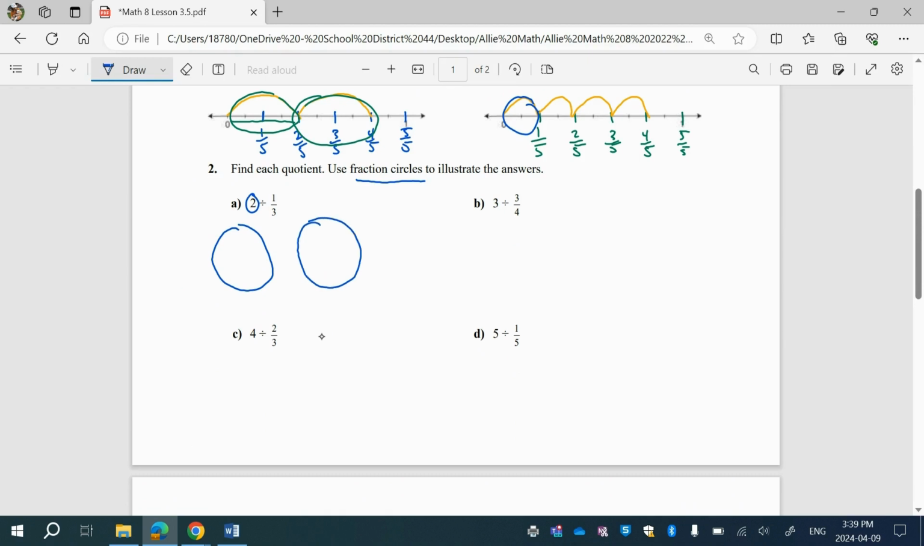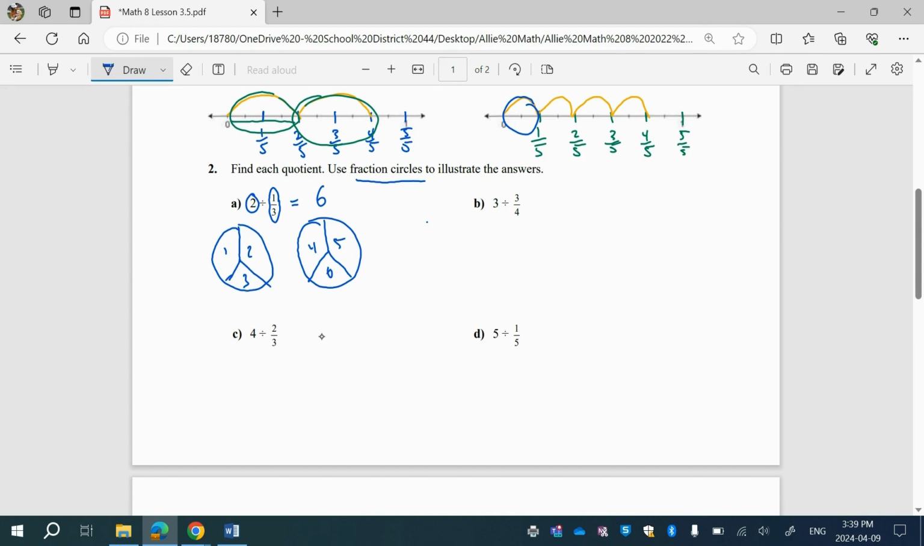And now we're going to divide them into 3s. So something like this, looks like a peace sign. We divided it into thirds. And now to get our answer, we just need to count up our sections. There's 1, 2, 3, 4, 5, 6. And 6 is our answer. 2 divided into thirds gives us 6.